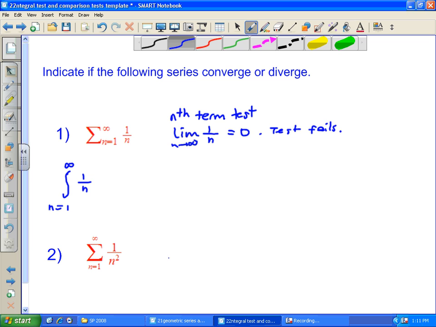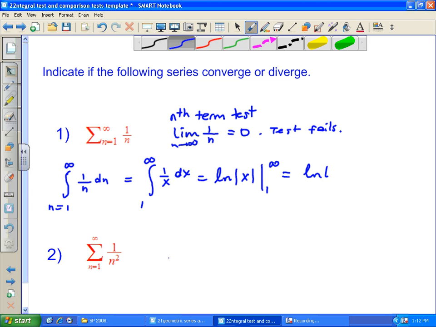Usually we write it in terms of x, like 1 over x dx. You could keep it in n if you wanted to, but we're just more used to working with x for the functions. Okay, what is the integral of 1 over x? ln of x, exactly. We're going to go from 1 to infinity. Now you have ln infinity minus ln 1.